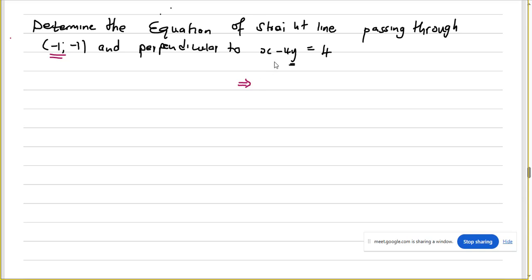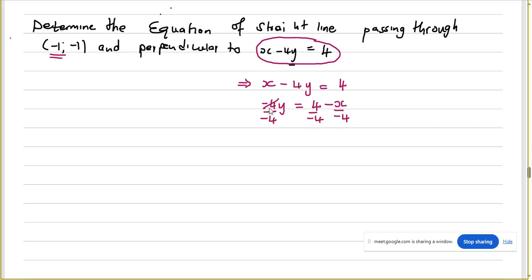Look at this. From this given equation, I'm going to make y the subject of the formula, meaning that I'm going to isolate everything and leave y on its side. So let's first take the x to the other side. It will be negative. So -4y equals 4 minus x. Then we're going to divide every term by -4 because I only need y.